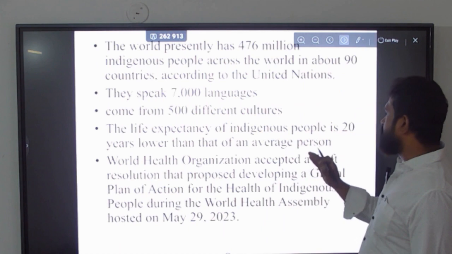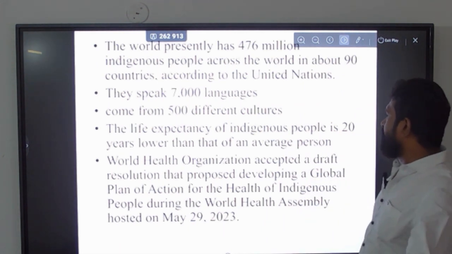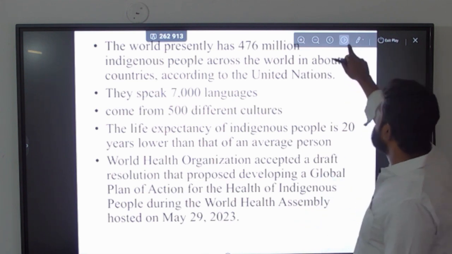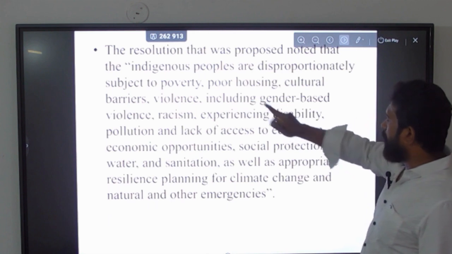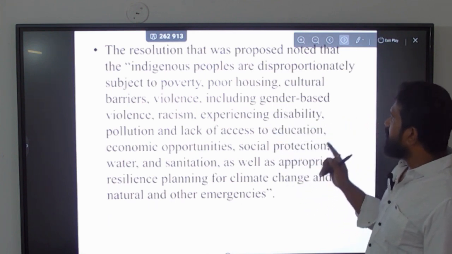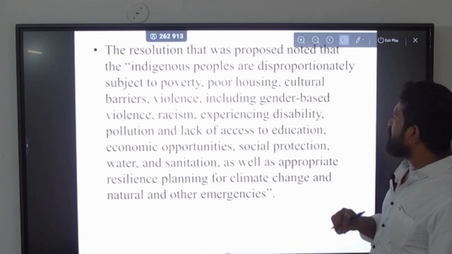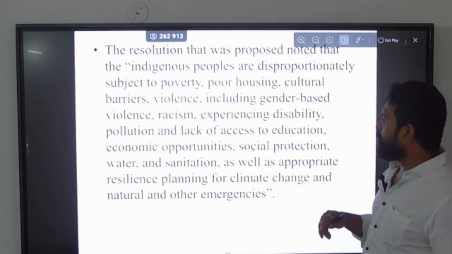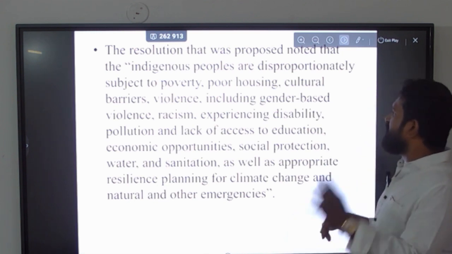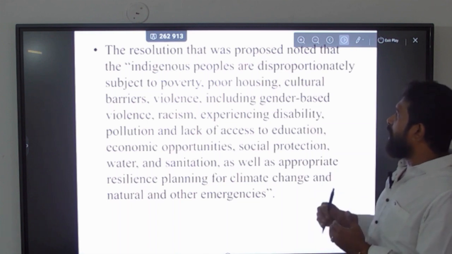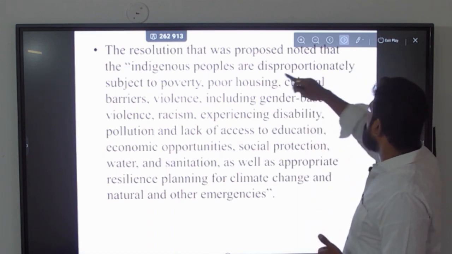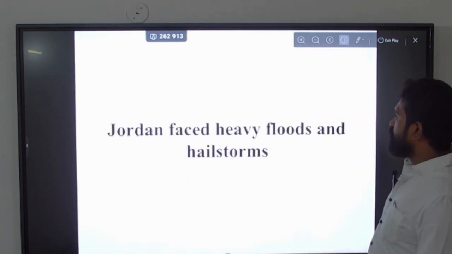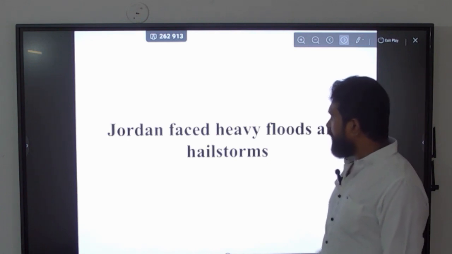So the World Health Organization drafted that a global action should be there for these indigenous peoples. That is in the news. So actually, what is really happening is that these indigenous peoples always lack access to education, economic opportunity, social protection, and also water, sanitation, everything they lack. So we have to change this, so the resolution got to be proposed over there. The next news, Jordan faced heavy floods and hailstorms.